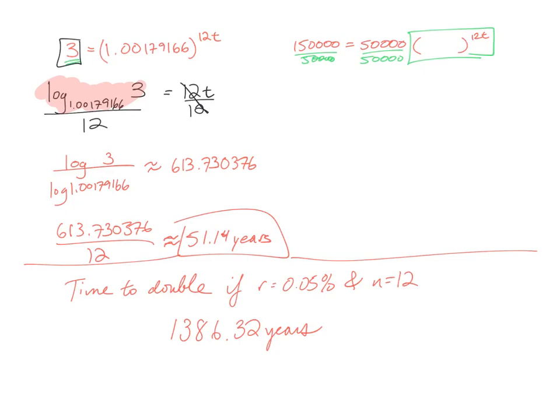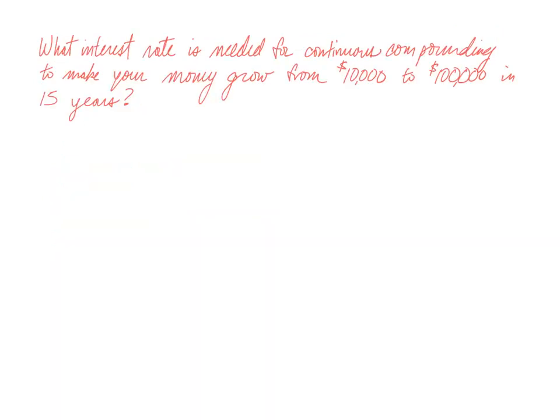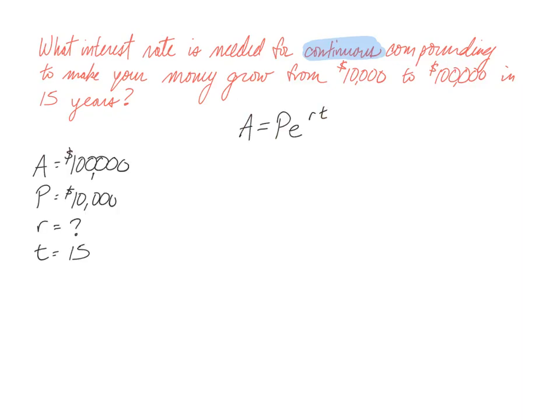Let's take a look at continuous compounding and call it a day. Final example, what interest rate is needed for continuous compounding to make your money grow from $10,000 to $100,000 in 15 years? So here we go, key word, that word right there, continuous. Continuous tells you you'll be using this formula, the continuous compounding formula.